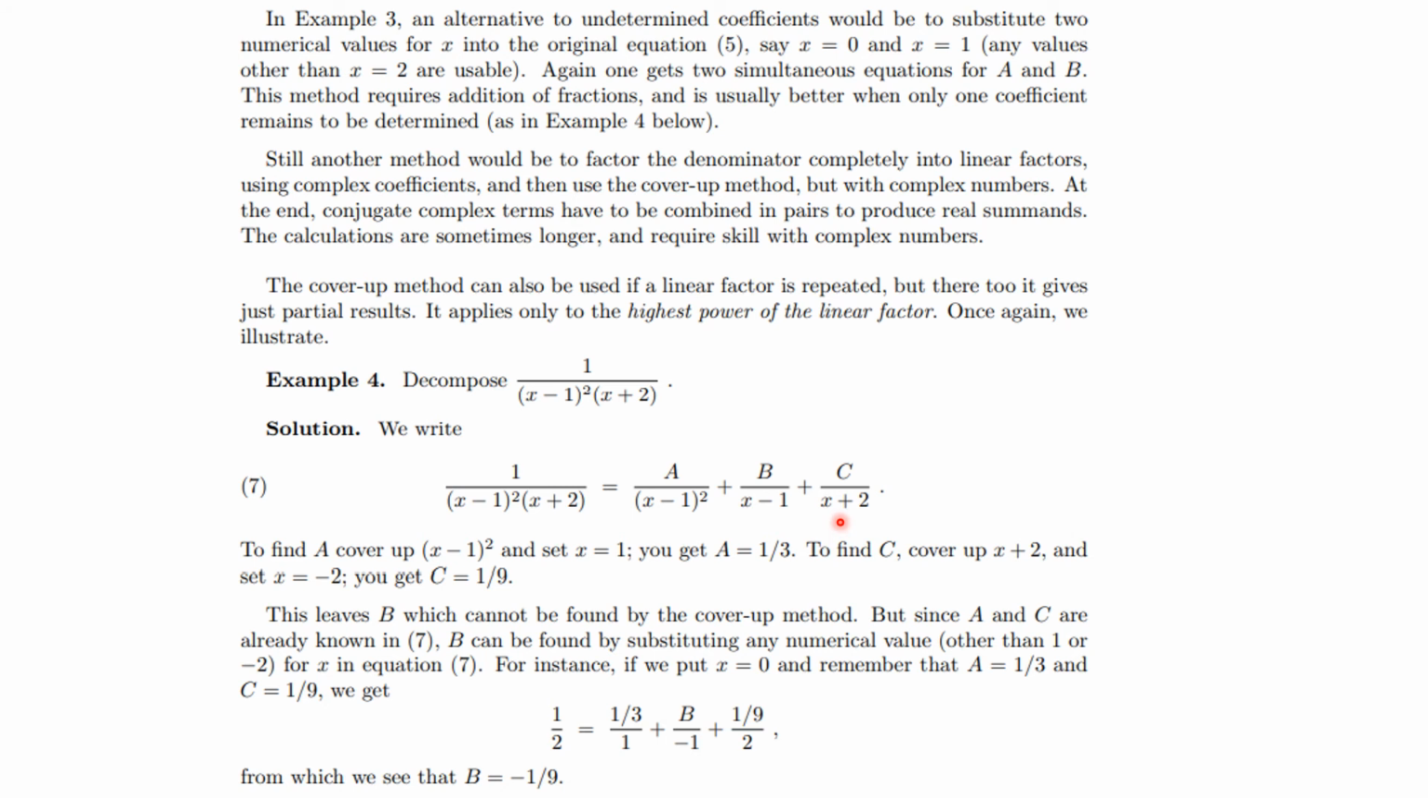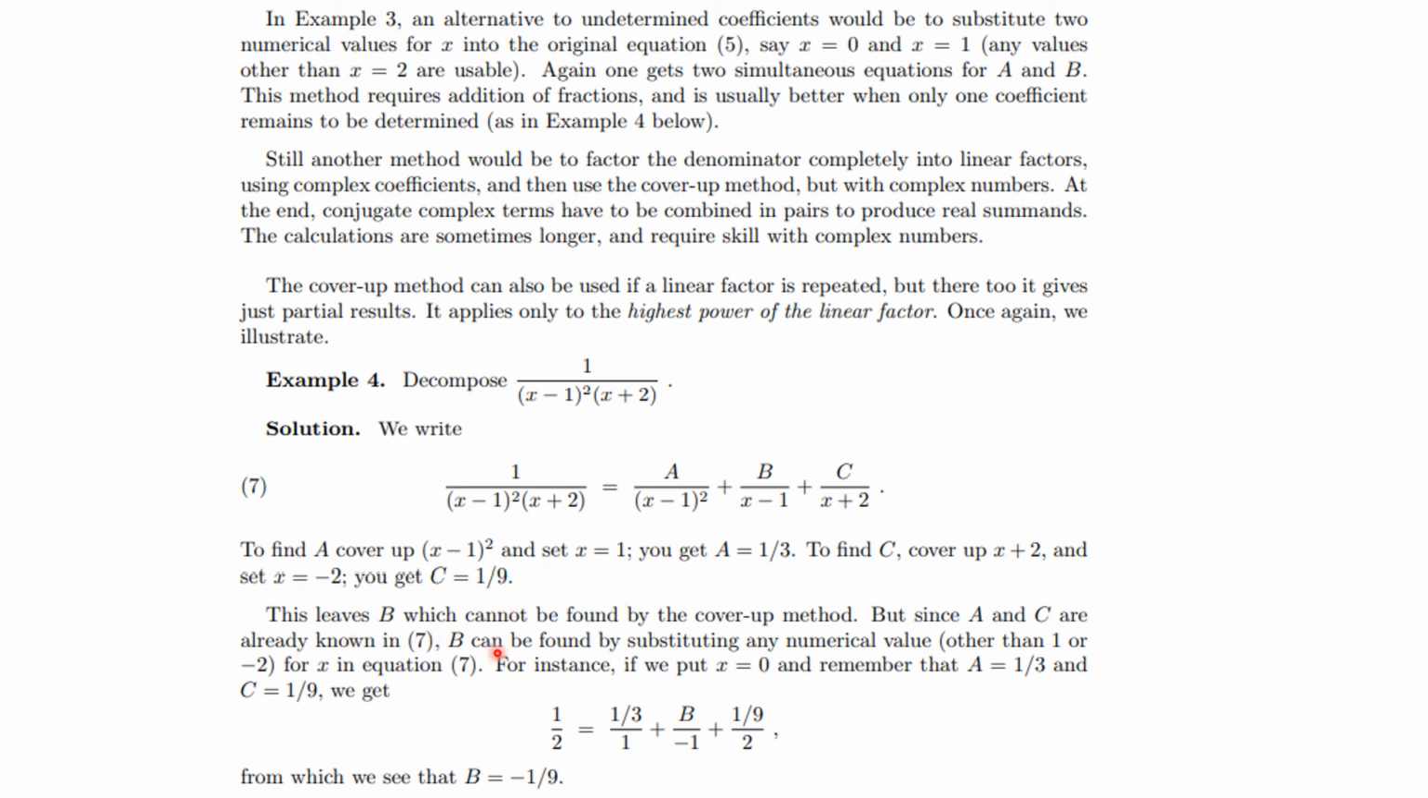Now, to find C, we certainly could find C by the cover-up method, but we can also find A, because to find A, cover up (x minus 1) squared and set x equal to 1. You get A is 1/3. To find C, you cover up x plus 2, set x equal minus 2, and you get C is 1/9. You should check these calculations.